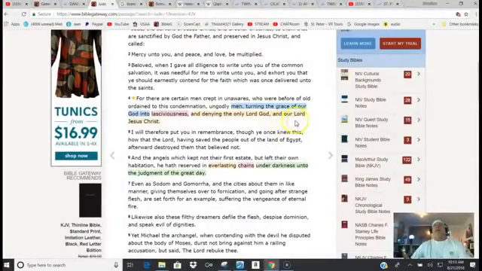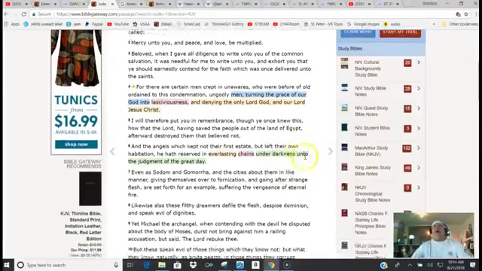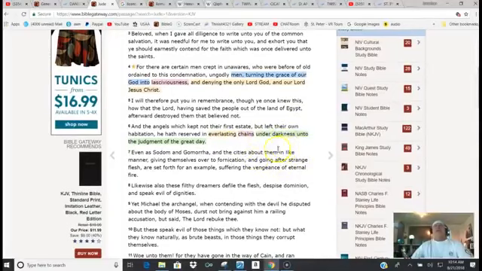There are certain men crept in unawares who were before of old ordained to this condemnation, ungodly men, turning the grace of our Lord God into lasciviousness and denying the only Lord God and our Lord Jesus Christ. Okay, he says, therefore, I will put you in remembrance, of the Lord having saved his people out of the land of Egypt, destroyed them that believe not. And angels which kept not their first estate, but left their own habitation, he has reserved in, look at this, everlasting chains under darkness unto the judgment of the great day.